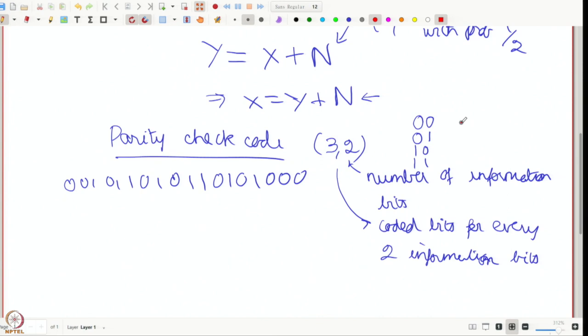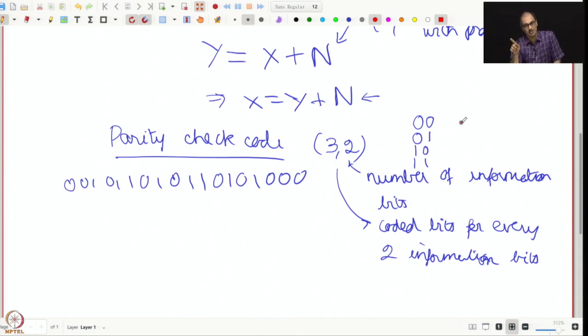Because remember, we are now in the domain of modulo 2 addition and multiplication. So if you want all the digits in this block of 3 to add up to 0, that means you have to have either all of them be 0 or two 1s, because 1 plus 1 is 0. You cannot have one 1 or three 1s.